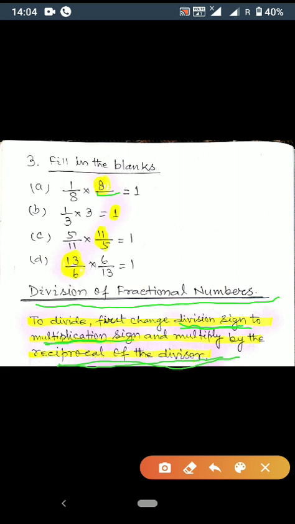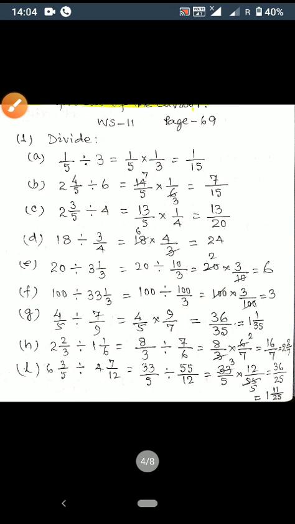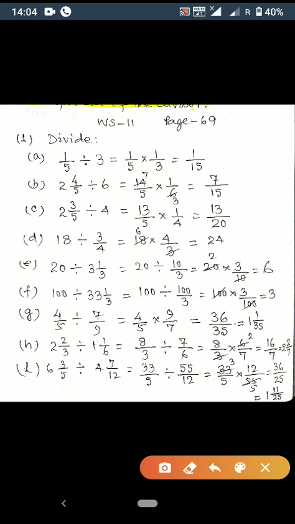Now worksheet 11, page 69, divide. 1a, 1 by 5 divided by 3. Here the divisor is 3. So first of all, change the division sign to a multiplication sign and multiply by the reciprocal of the divisor 3. So it can be written as 1 by 5 multiplied by the reciprocal of 3, which is 1 by 3, equal to 1 into 1 is 1, 5 into 3 is 15. Similarly, you can do B, C, D.